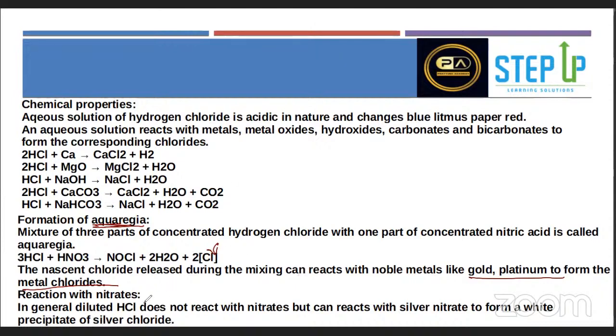In general, diluted HCl does not react with nitrates, but it can react with silver nitrate to form a white precipitate of silver chloride. So HCl normally does not react with HNO3, but HCl plus HNO3 can combine to give this. What is important here is your Aqua Regia, combining HCl and HNO3 in the ratio of 3:1.